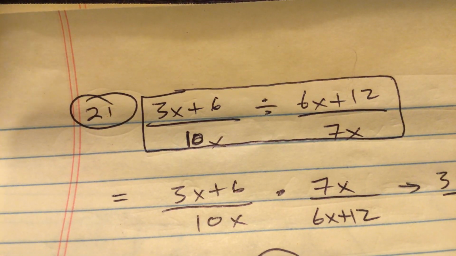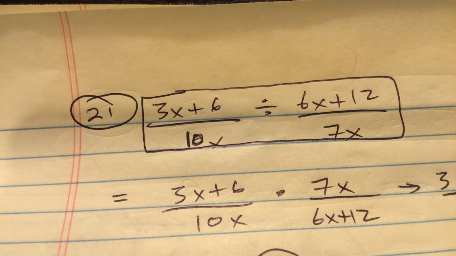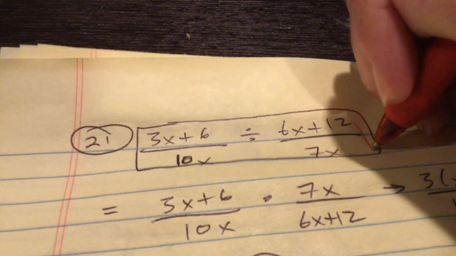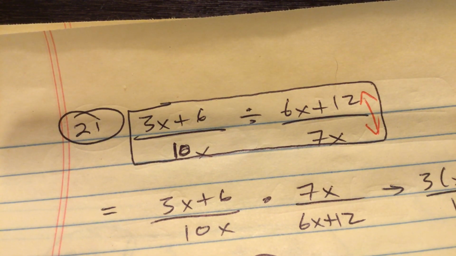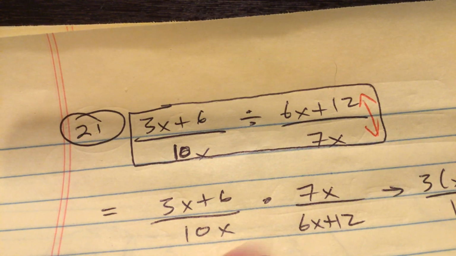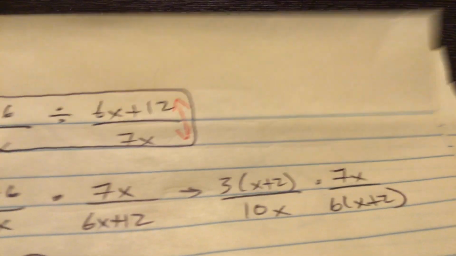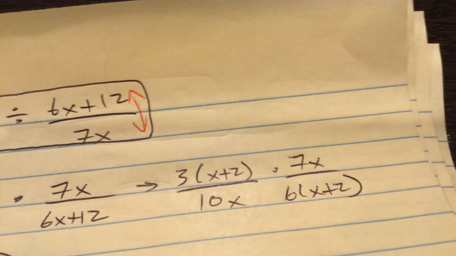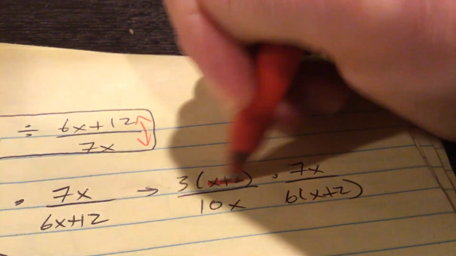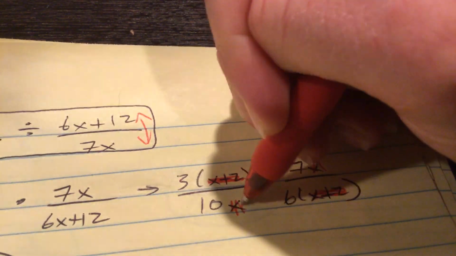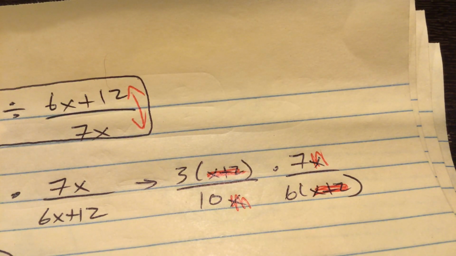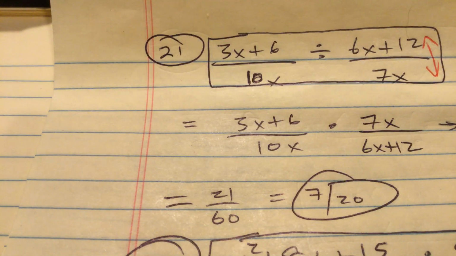21 here is 3x plus 6 over 10x divided by, again, 6x plus 12 over 7x. Instead of dividing, you're going to multiply by the reciprocal. You're going to multiply by 7x over 6x plus 12. You can factor this. You can factor that. 3 times x plus 2 over 10x times 7x over 6 times x plus 2. x plus 2s are going to cancel. The x's are going to cancel. You're going to be left with 3 times 7 over 10 times 6. That's 21 over 60. Divide top and bottom by 3. That is 7 over 20.